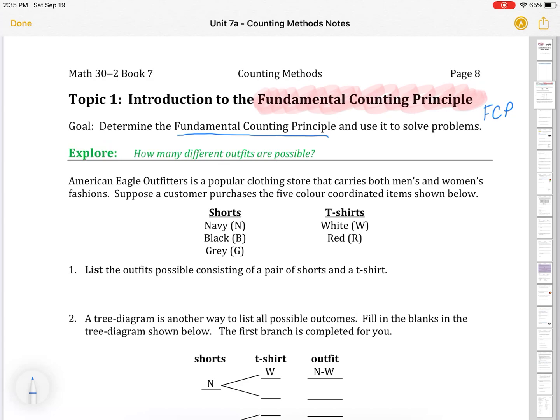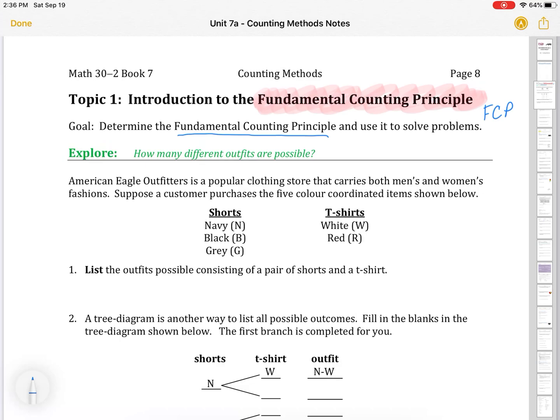And our goal today, or in this lesson, is to determine the fundamental counting principle and to use it to solve problems. Some of it is intuitive and some of it's a neat strategy. So let's start. We're going to explore how many different outfits are possible. So we have American Eagle Outfitters is a popular clothing store that carries both men's and women's fashions. Suppose a customer purchases the 5 color coordinated items shown below.